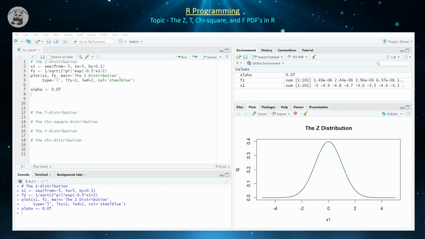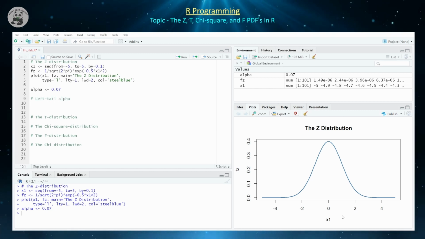So let's see if we can first calculate each of those quantiles that I've mentioned. For example, if you want that lower quantile where you want 7% in that left tail, so this would be your left tail alpha value, then you could just do qnorm of alpha, and then you can just tell it which tail you want to be in.